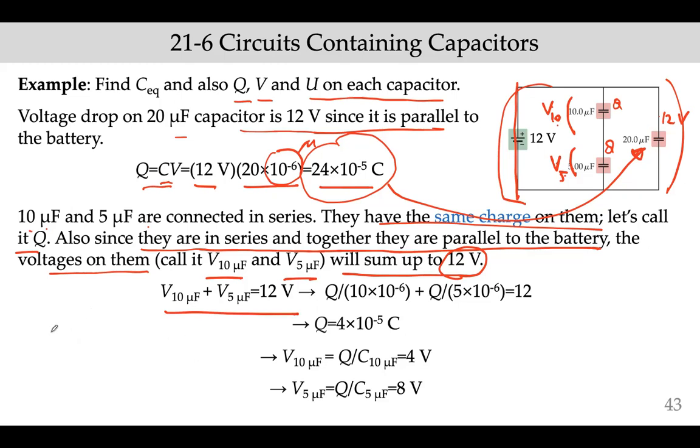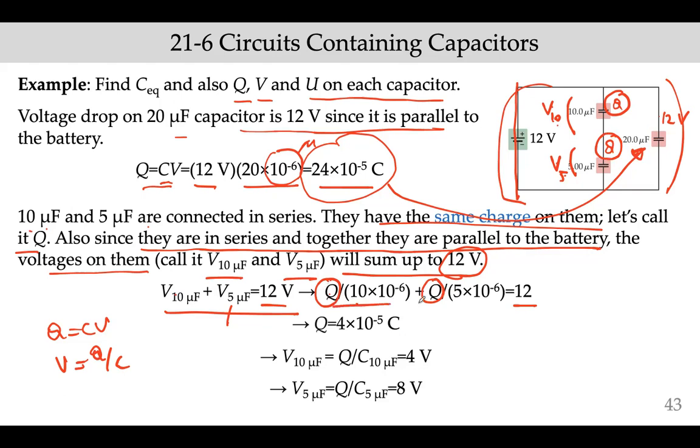Now let's remember the formula. Q equals CV and V equals Q divided by C. So instead of V's, now I will write Q divided by C. So here, Q divided by 10 microfarad, so 10 times 10 to the negative 6, plus for this one, again, Q divided by C, its capacitance is 5 microfarad. It's equal to 12. Now notice that this is important. I am using the same variable. I don't use Q1 and Q2 because, as we mentioned, these are connected in series, so they have to have the same charge.